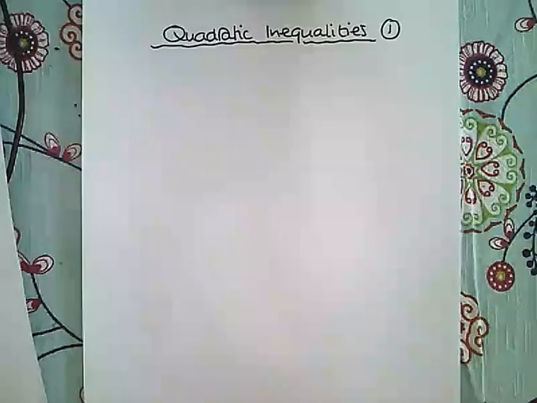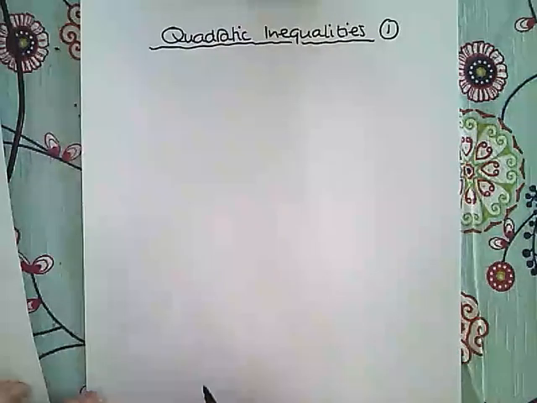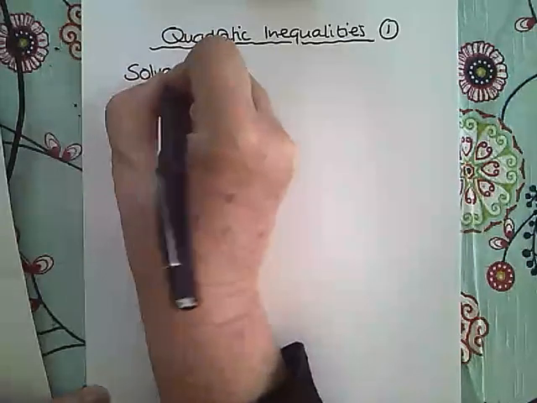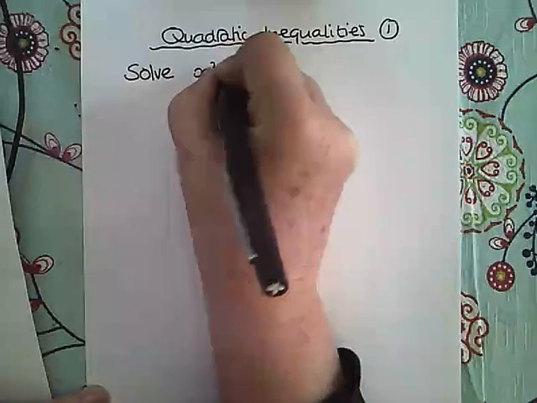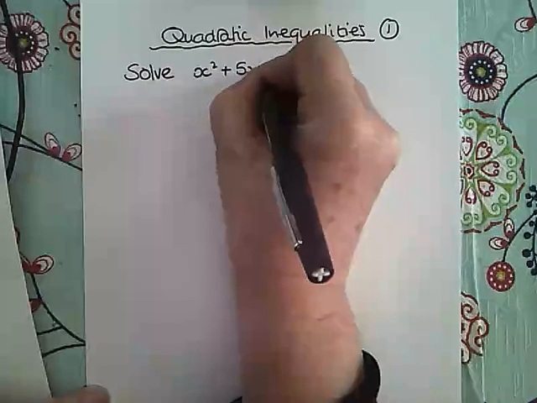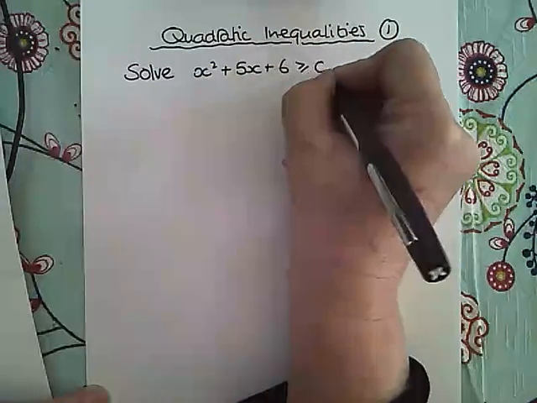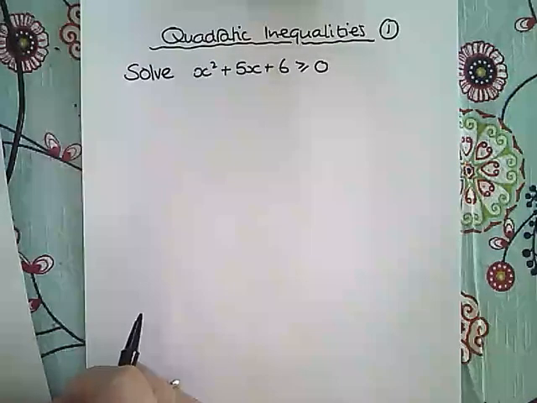Hello and welcome to Quadratic Inequalities number 1 with Mrs. Kirby. Right, this is the question. Solve x squared plus 5x plus 6 is greater than or equal to 0.